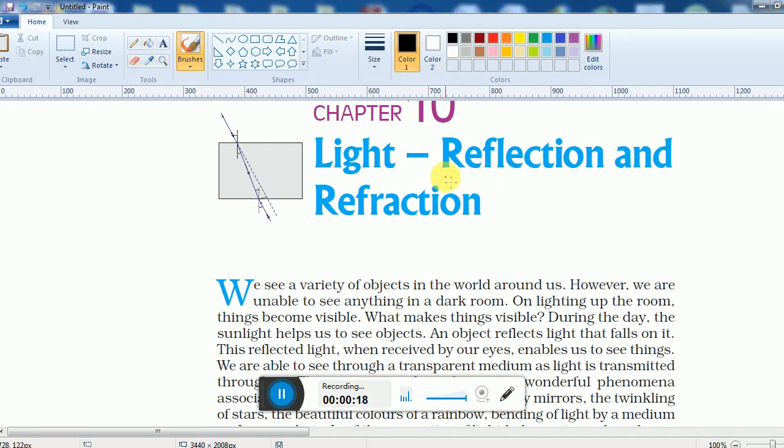So first you have to know what is light, and how you can see the varieties of objects around us. We see the varieties of objects around us, and how can you see the object?